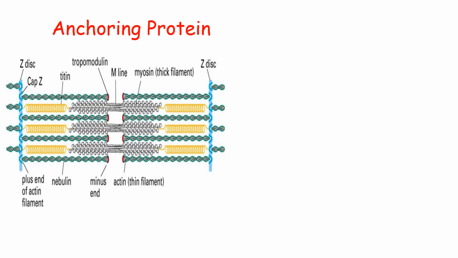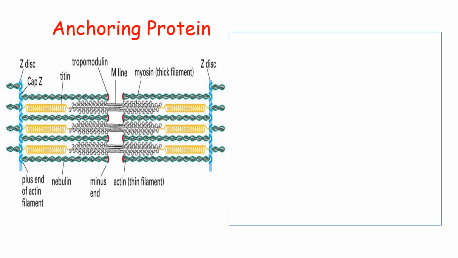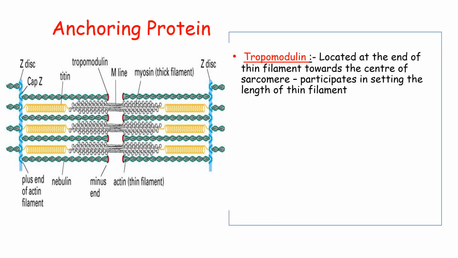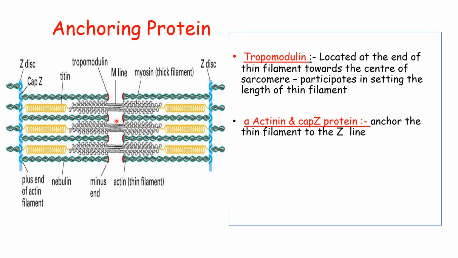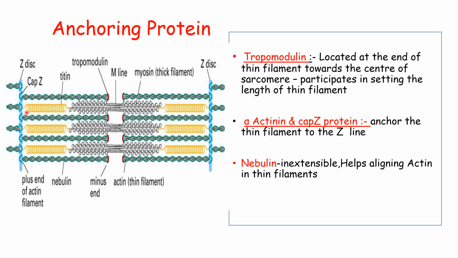So next, coming to the anchoring protein. The anchoring proteins, you can see in this figure, the different types. Tropomodulin is present in the center, located at the end of the thin filament toward the center. It participates in setting the length of the thin filament. How much will be the length? Next is CAPZ and actinin. They anchor the thin filament to the Z line. So Z line is here, and here we have this CAPZ capping the thin filament.